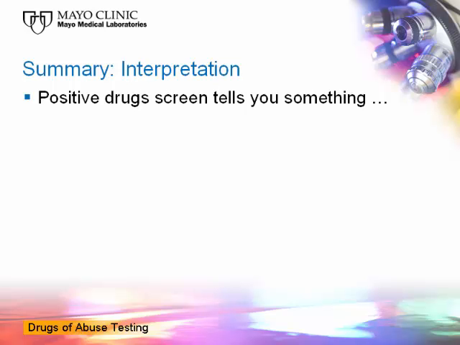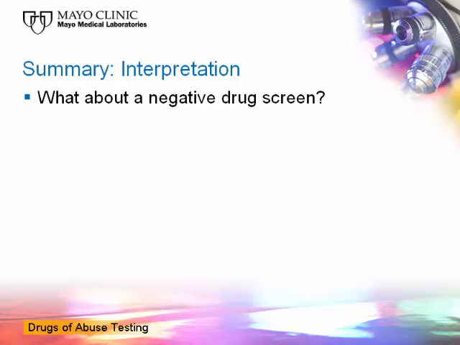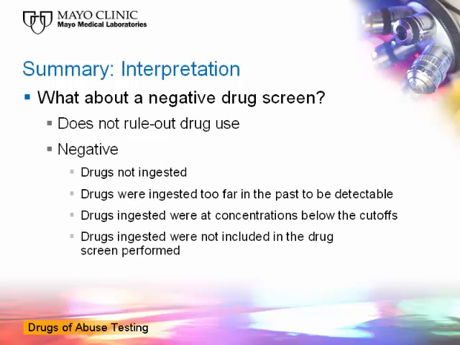So very quickly to summarize the interpretation, a positive drug screen tells you something. It tells you that the patient has drug X in their system. But don't forget context: the patient's drug history, drug metabolism, and timing of collection. Remember the benzos and how complicated their drug metabolism was? What about a negative drug screen? Well, a negative drug screen does not necessarily rule out drug use. It could be, again, drugs were not ingested, they were ingested too far in the past, they are below the cutoff concentrations for reporting, or the drugs ingested are not included in the screens performed.